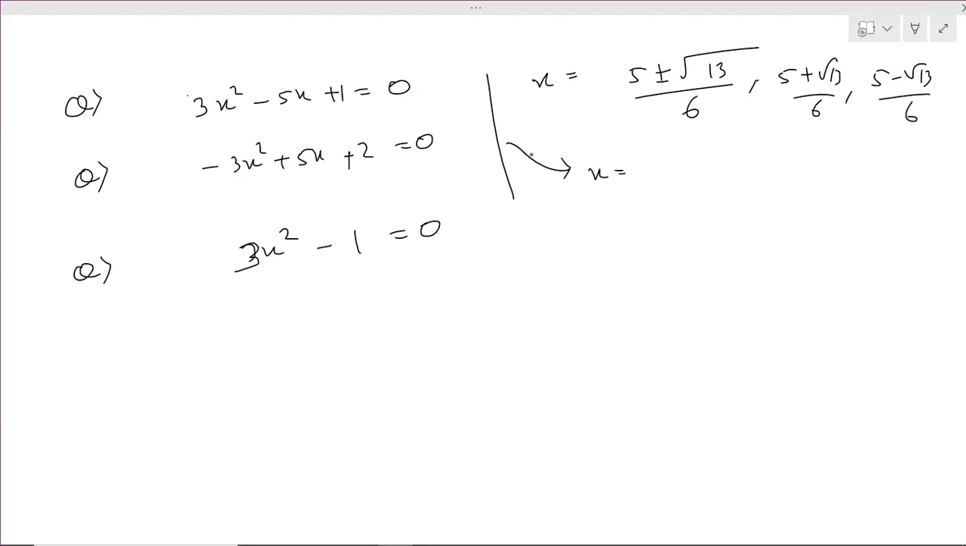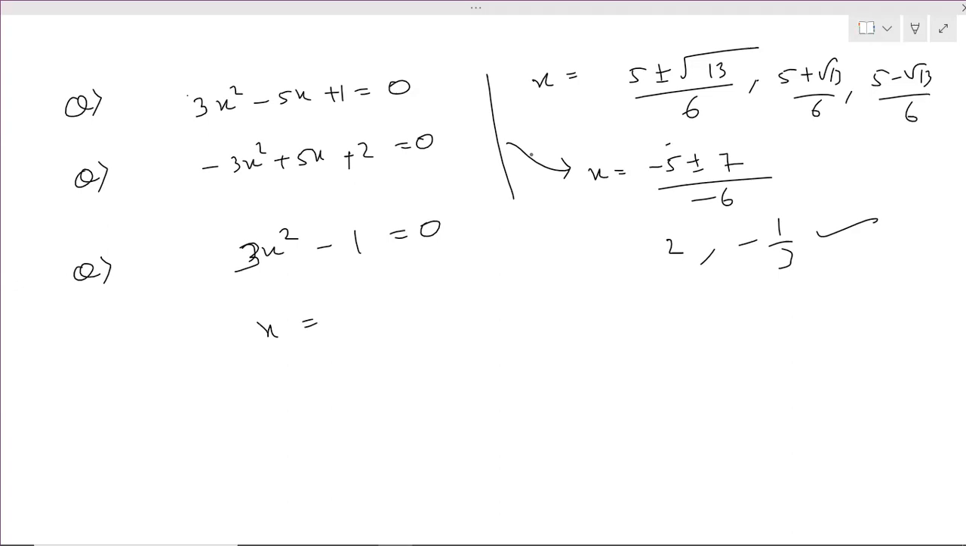Now let's see. Minus b is minus of minus 5, plus minus root of b square, 25 plus 24, that is 49, so 7 upon 6. 7 minus 5 is 2 and 7 plus 5 is 12, so 2 upon 6 is 1 by 3 and 12 upon 6 is 2. Very good. In the third one, root 3 by 3 and negative root 3 by 3.